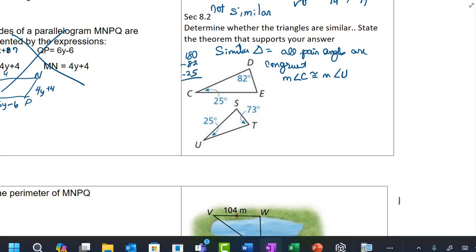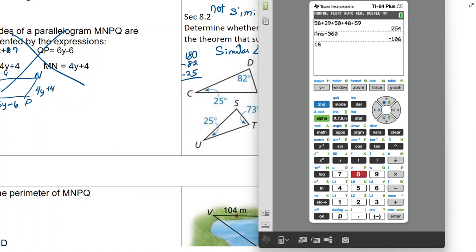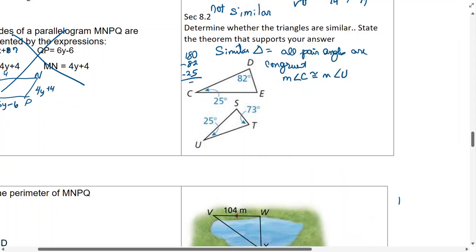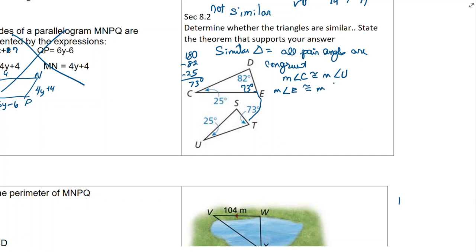So I'm going to use my calculator. And I get, oops, sorry, an entry error. Bad one. That's 82. Sorry about that. I get 73. All right. Because these two angles are the same, we can state then that the measure of angle E is congruent to the measure of angle T.